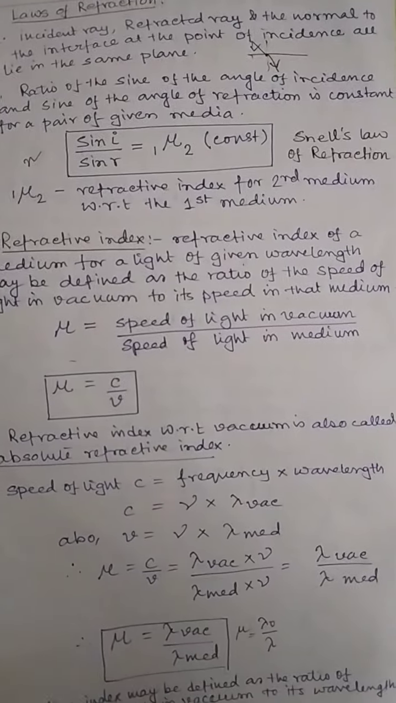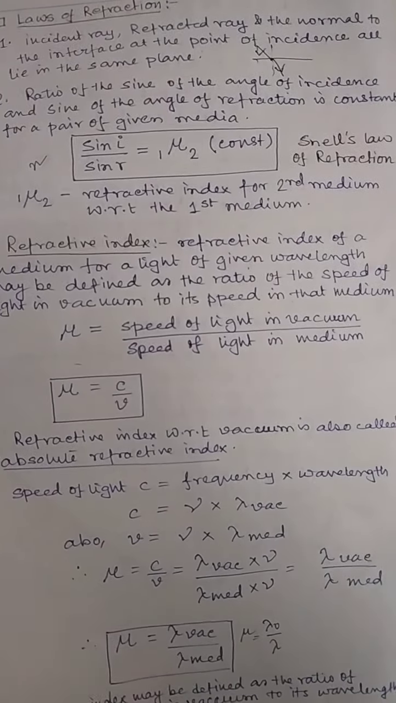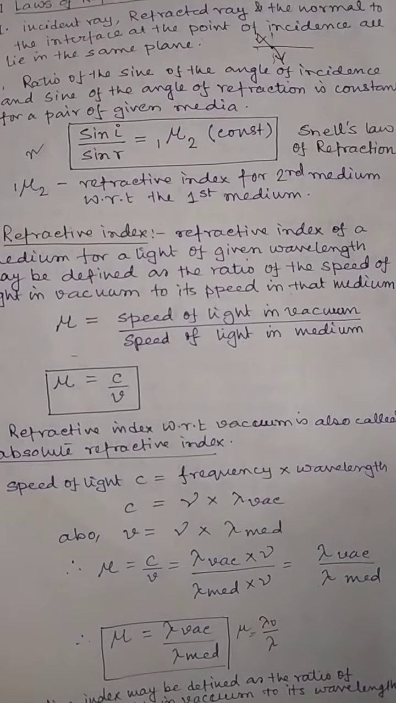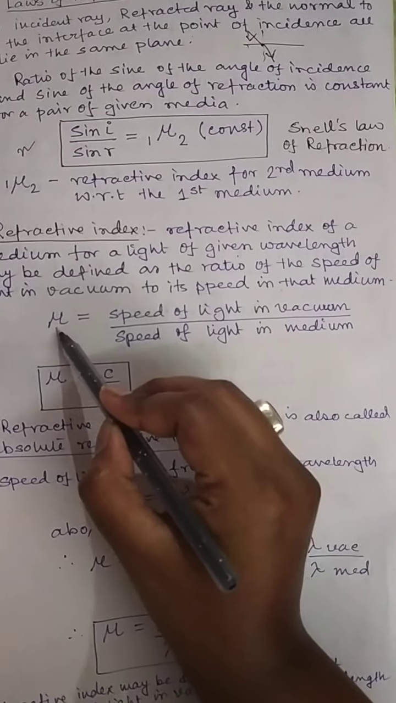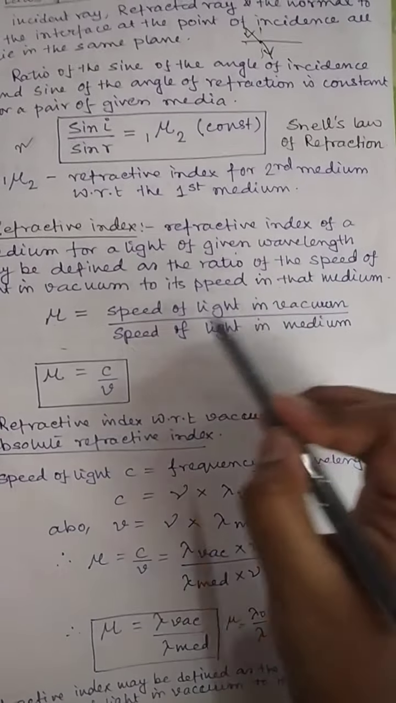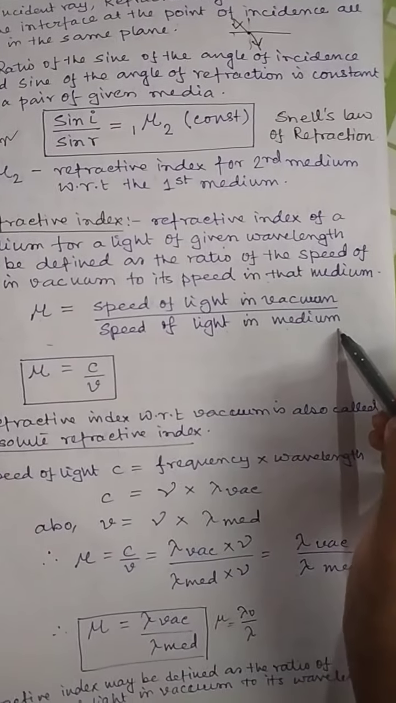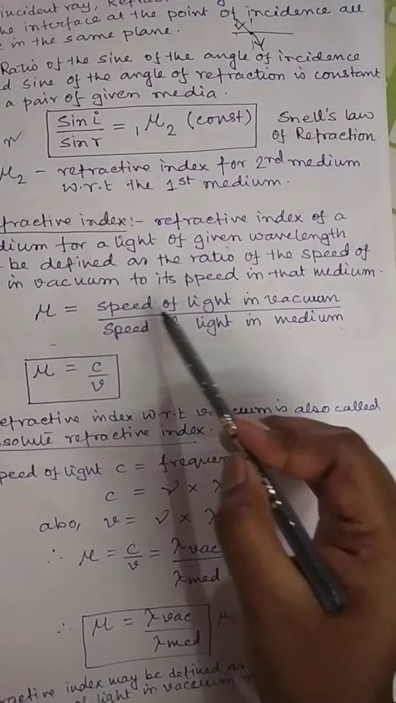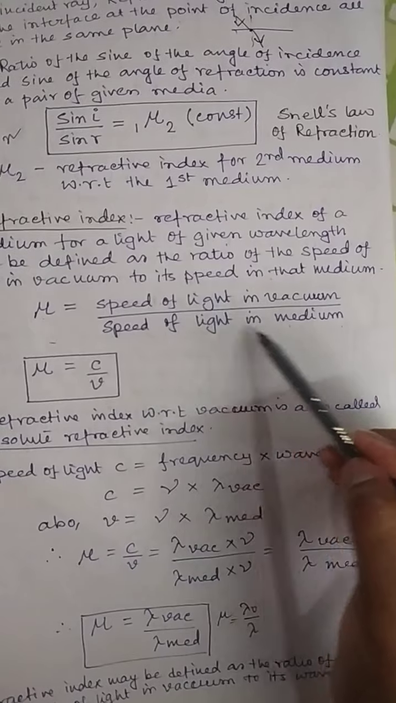Now suppose you are finding out the refractive index of glass. So how will you find out? Mu will be speed of light in vacuum, which is always 3 into 10 to the power 8 meters per second, divided by speed of light in glass. Or if you want to find out for water, mu will be speed of light in vacuum by speed of light in water.